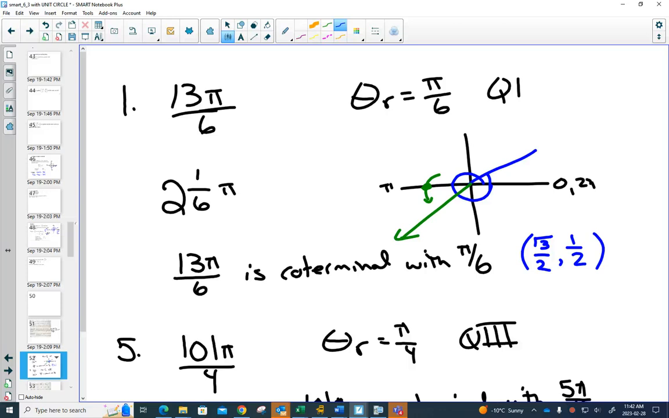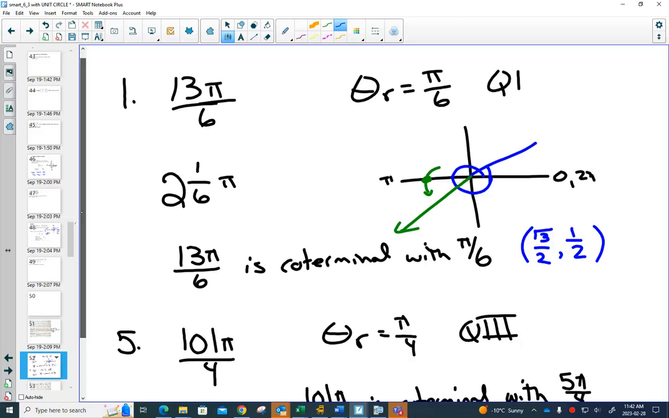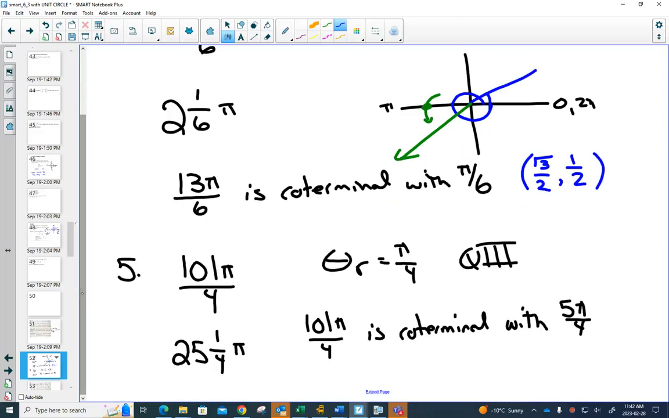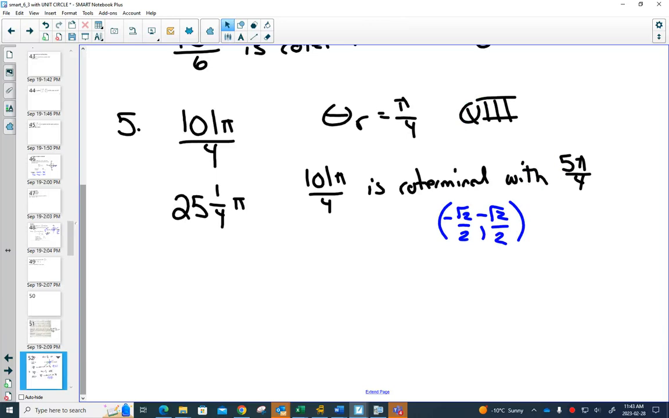For question number 5, it's my pi over 4 family. Coordinates for pi over 4 family are always root 2 over 2, root 2 over 2, and because this is in quadrant 3, they're both negative. So that is assignment 2. We'll do one more. Let's do one with a negative. Let's do 26.